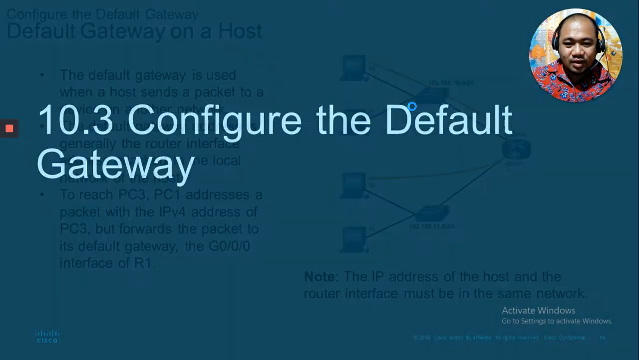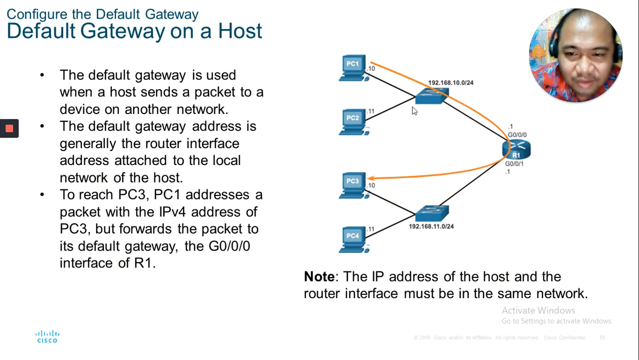Okay, default gateway. What is the default gateway? If you are using the switch virtual interface, you need to type the ip default-gateway command. Or if you are configuring your host device like a computer, you need to key in the IP address, subnet mask, and default gateway, which is the IP address of your router.